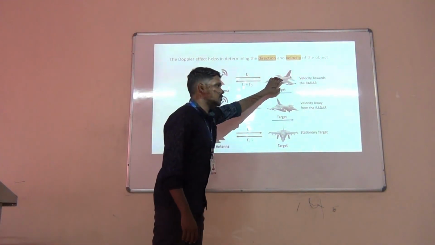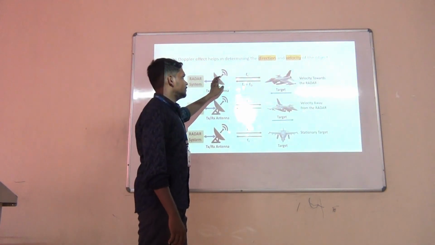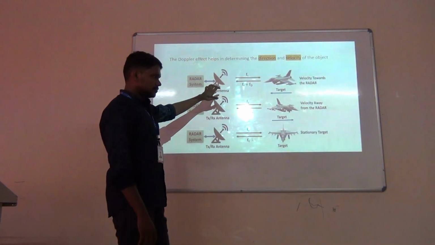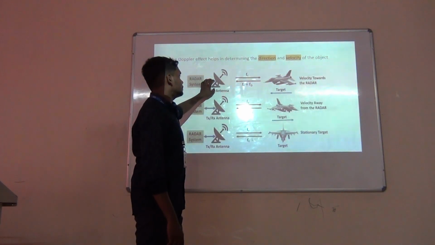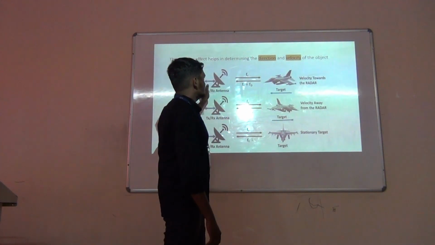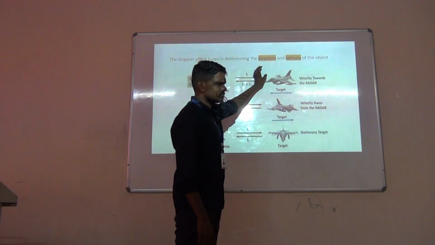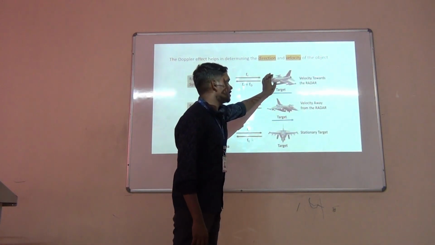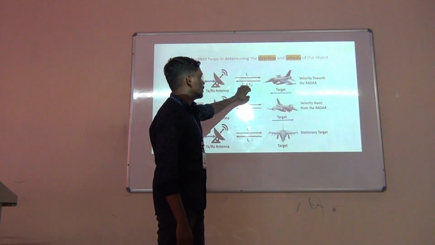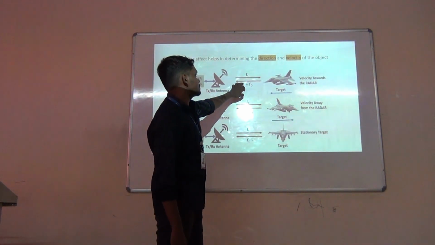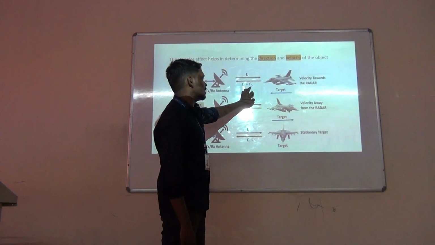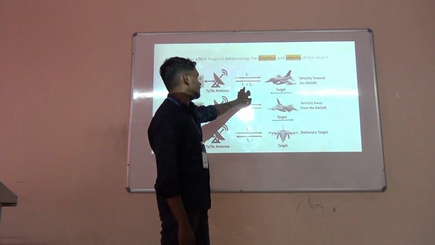This object is already moving at a particular velocity. When the transmitter sends the frequency to this object, the frequency wave will be hit by the object and returned back. So this will have the transmitted frequency plus the frequency detected. Some frequency is imparted onto the transmitter frequency, so you can see Ft plus Fd.